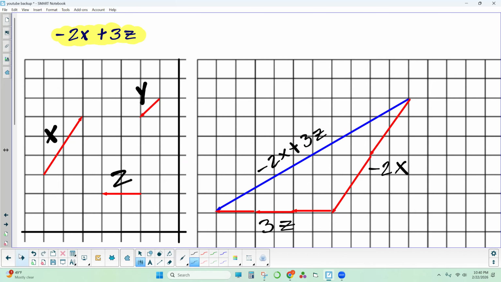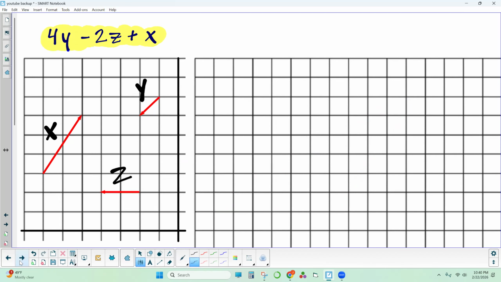Okay, let's look at another one. So here we've got the same three vectors, except now we're asked to take 4y, subtract 2z, and add x. So we're going to start with 4y. So we will maintain the exact same direction here, and I'm going to add 4y. All right, 2, 3, and I'll take the tail and add it to the previous head, just like that.